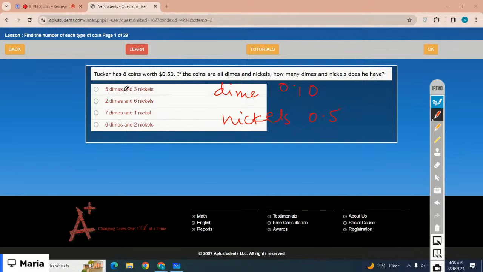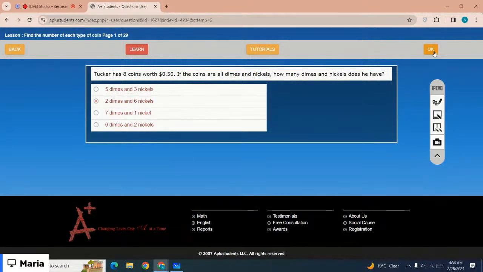So 2 dimes means 0.20 and 6 nickels means 0.30. So yes, option number 1 is the correct option. Sorry, they are 2 dimes and 6 nickels. Option number 2 is the correct option. They are 2 dimes and 6 nickels.